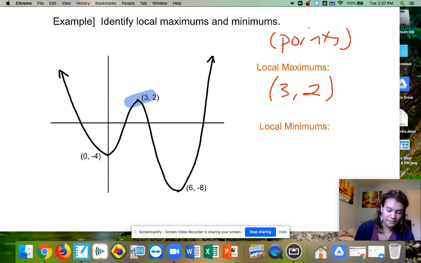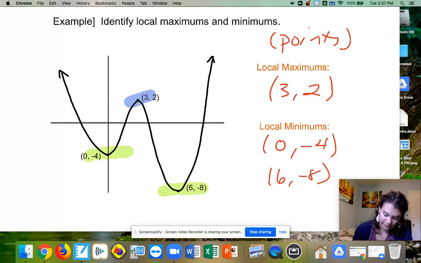The local minimum then is wherever the low points are. So here and here. A note, the local just means that there can be more than one. If you had a global max or min, that would have to be the highest value all over or the lowest value all over. The local is just saying, well, where is there a low point? Where is there a high point? So your local minimums are at 0, negative 4, and 6, negative 8.